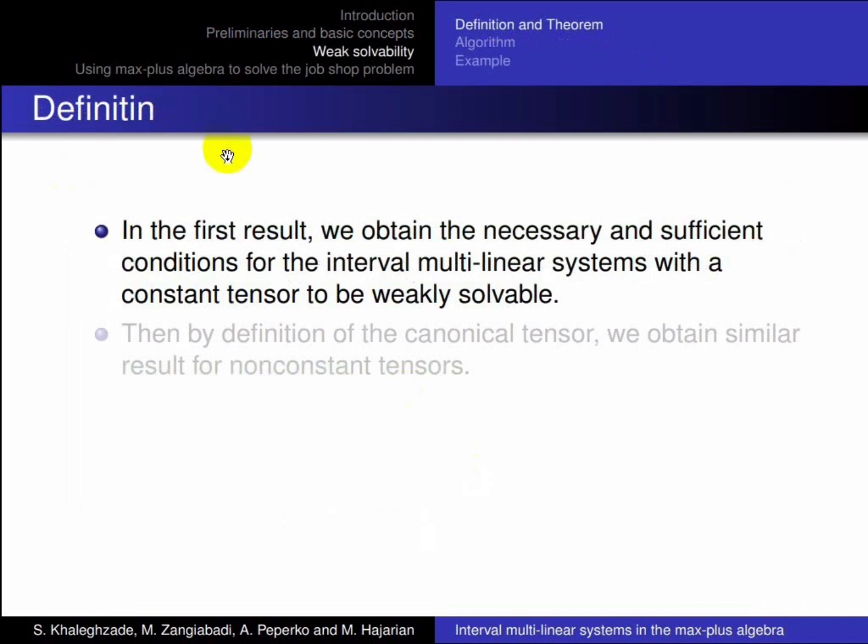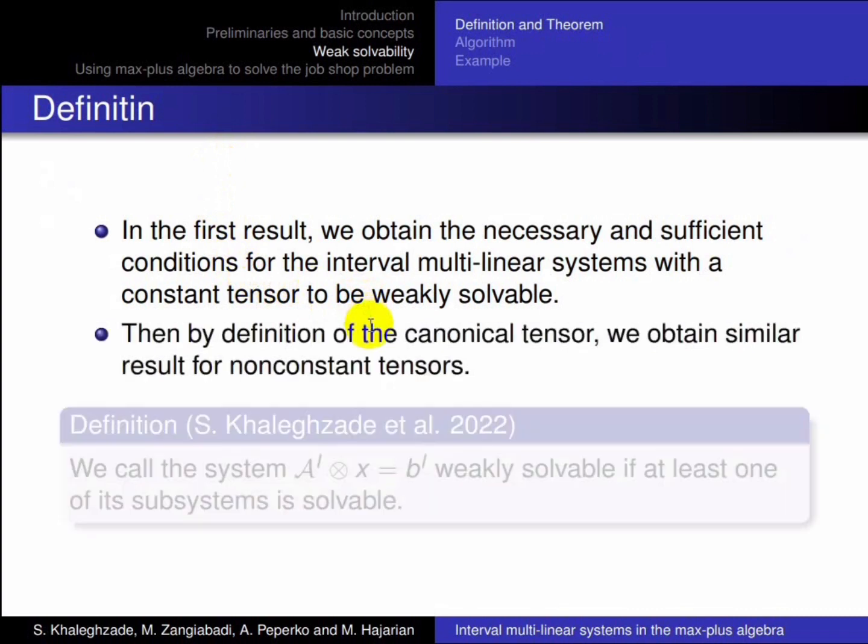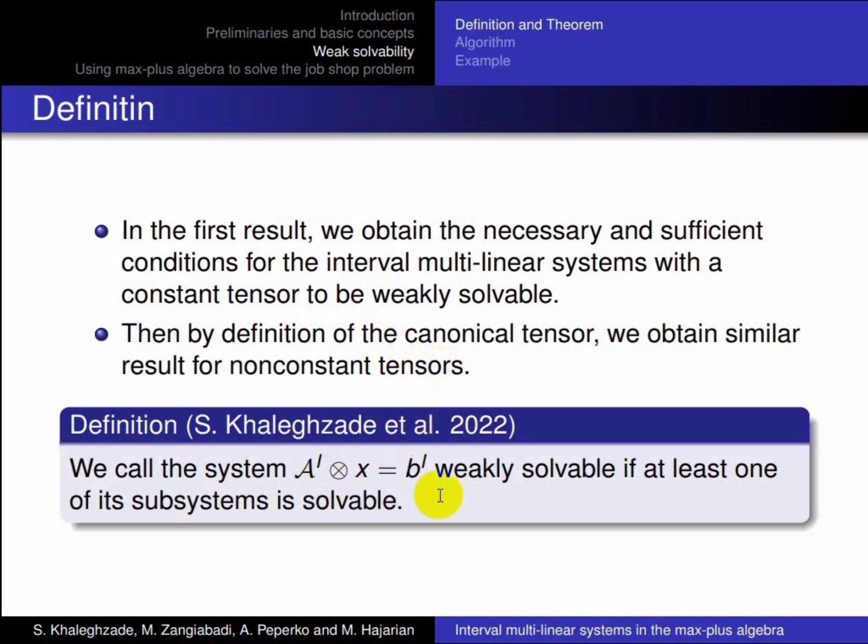Here are some of the results for weak solvability. In the first result, we obtain the necessary and sufficient conditions for interval multilinear systems with a constant tensor to be weakly solvable. Then by the definition of the canonical tensor, we obtain similar results for non-constant tensors. So we call the system weakly solvable if at least one subsystem is solvable.